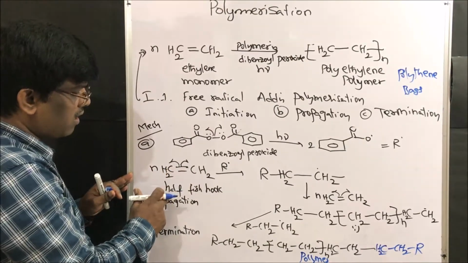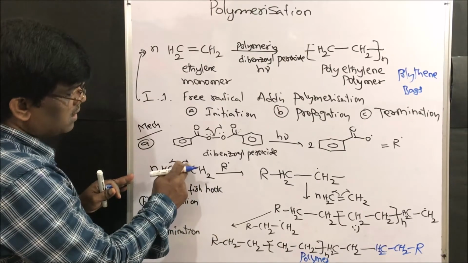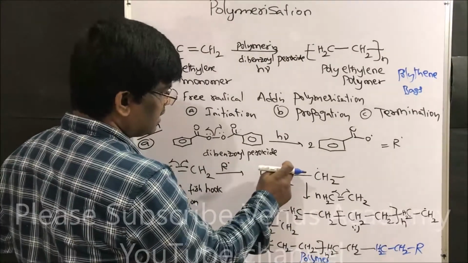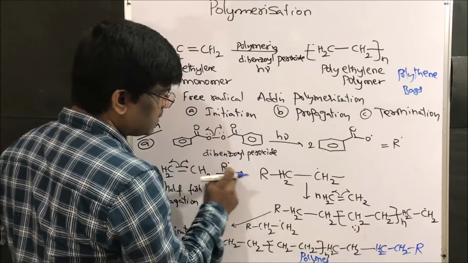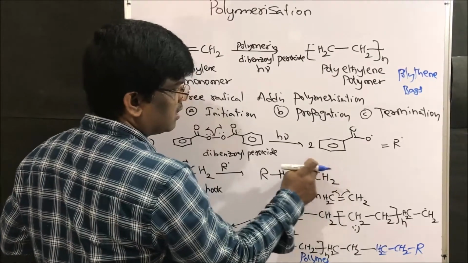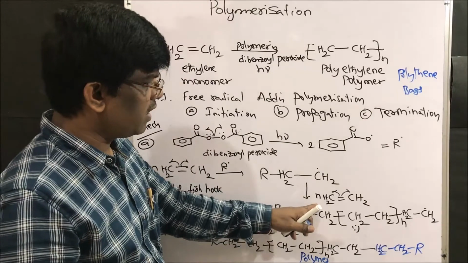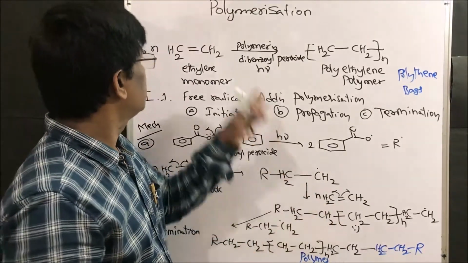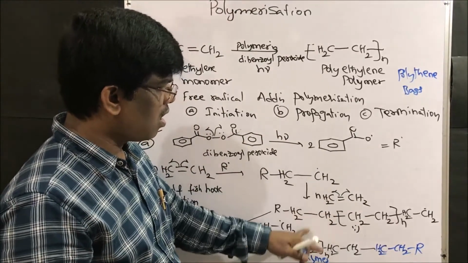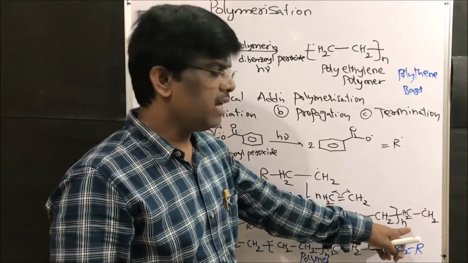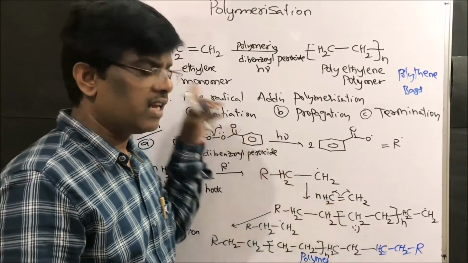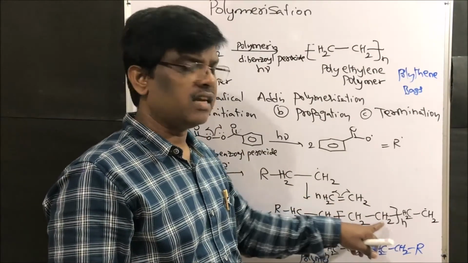How do we write the free radical? With a half fish hook. This side and this side break and give 2 free radicals, and this free radical forms an R-CH2 bond. This side, which has the free radical, reacts with the ethylene molecule in the reaction mixture, and this goes on. How many times? N number of times, until the ethylene molecules in the reaction mixture are used up. It goes on and runs.